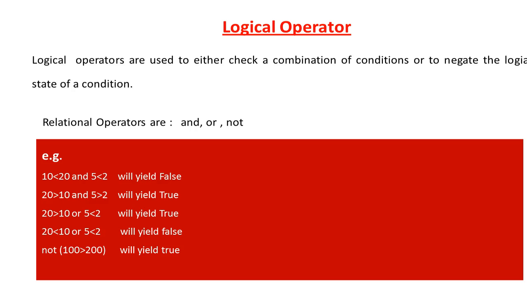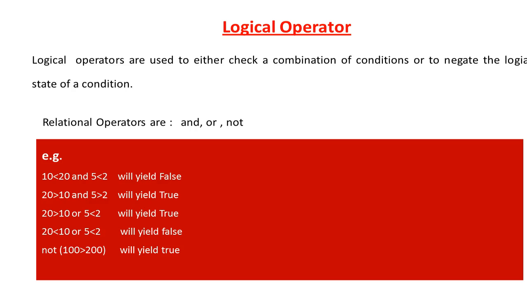Similarly, in the next example, I am writing 20 greater than 10 and 5 greater than 2. Now see, both the conditions are true. 20 is greater than 10, 5 is greater than 2. So it will ultimately yield true. Now, as far as the OR logical operator is concerned, either condition can be true in order to have the final evaluation as true. What I mean to say is, there is need for only one condition to be true, others can be false. So 20 greater than 10, this condition is true, or 5 less than 2, this condition is false. But even then, the final result will be true, because one condition is true.